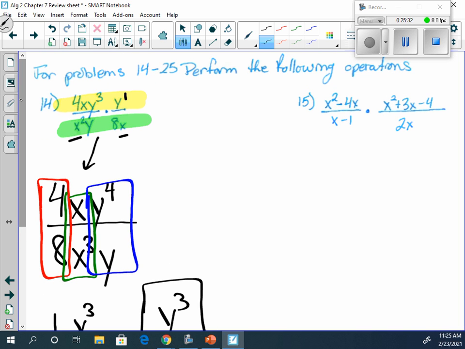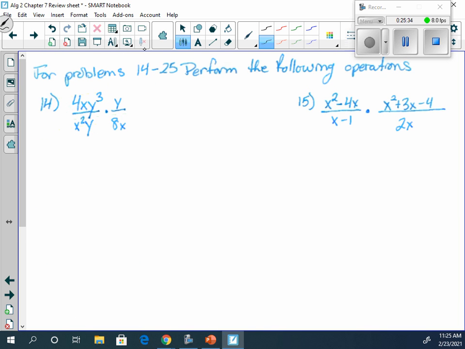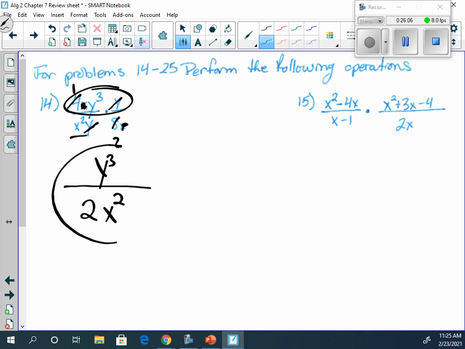Now, I did say that there was 2 ways to look at this, so we'll look at the other way, and then we'll be done for today. When we look at this here, I notice that this y will cancel out with this y here. This x and this x would cancel out. And 4 over 8 would simplify to 1 over 2. The only thing I have left in the numerator here is y cubed. What we have left in the denominator is a 2 and an x squared.